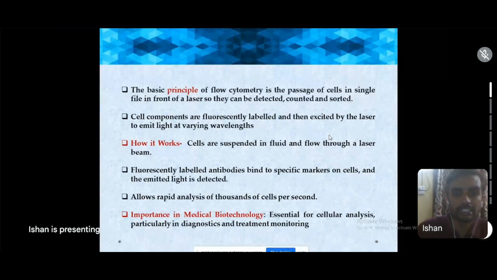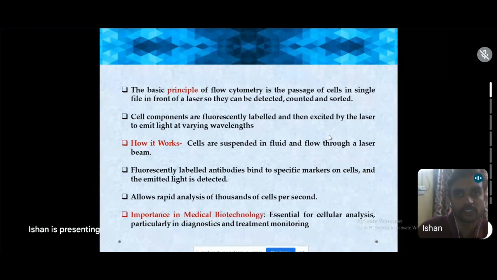Now how it works: the cells are suspended, as the name says, flow comes from the word fluid. The cells are suspended in a fluid and flown through a laser beam, with fluorescently labeled antibodies. The antibodies which are procured from outside work on the basic principle of ELISA. ELISA is a colorimetric test. This is a fluorescent based test.